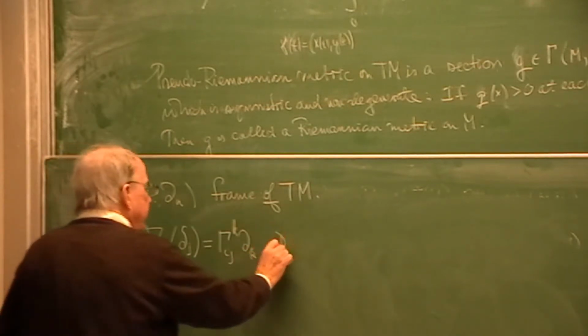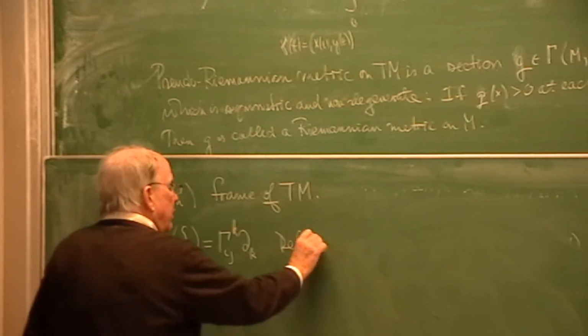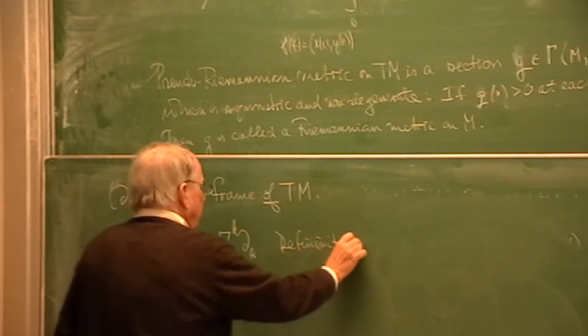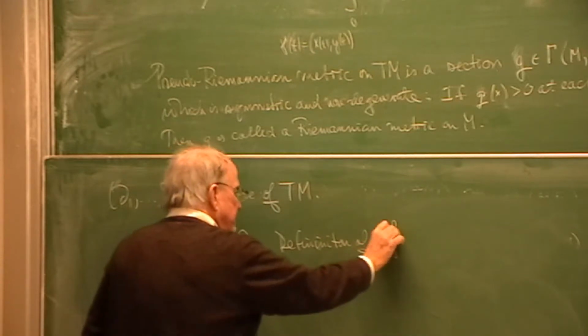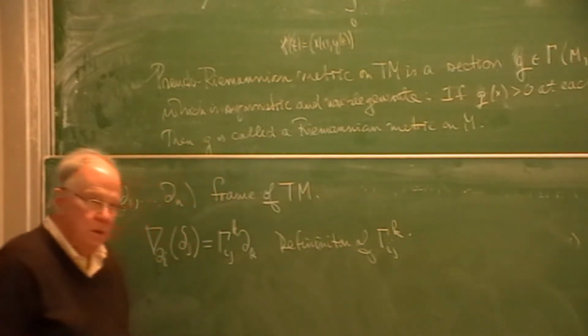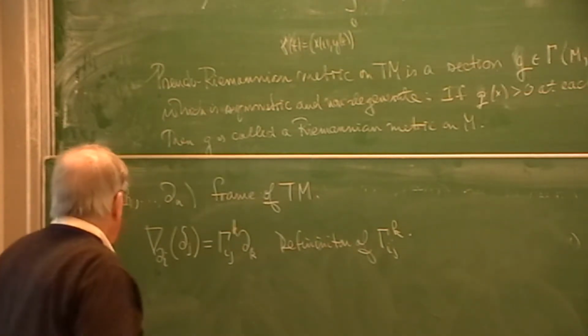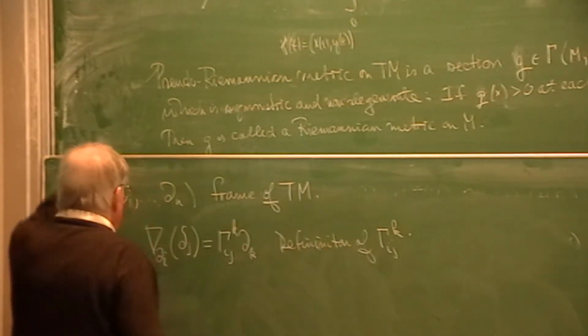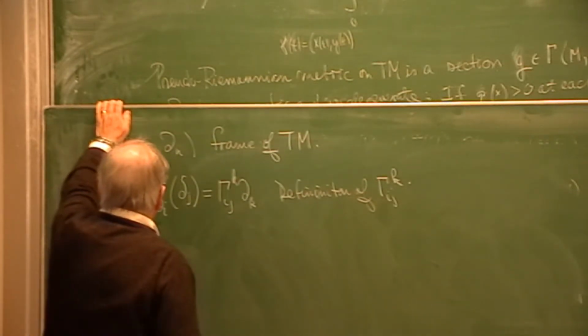So this is the definition of the Christoffel symbol gamma ijk. That's the definition of the Christoffel symbol. I don't particularly like that definition, so I do a slightly different definition.